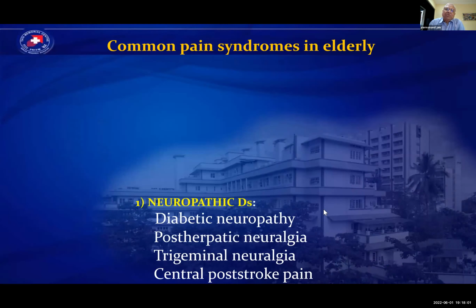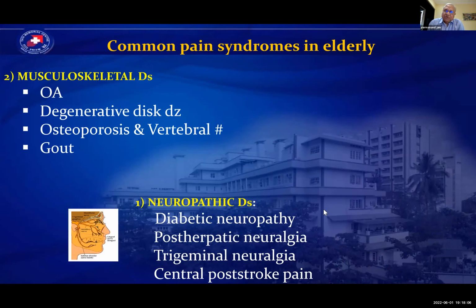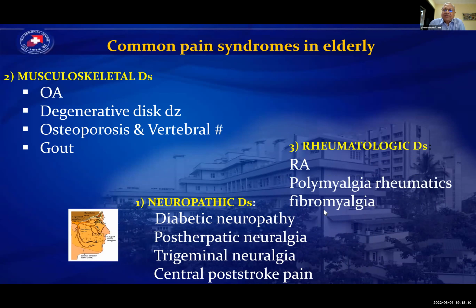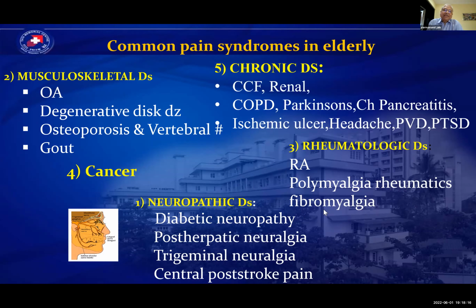Which are the common pain syndromes in the elderly? Neuropathic pain. Then there are musculoskeletal pains because of degeneration. Then there are rheumatologic pains. And of course, in older age, cancer is more common. Chronic diseases are also there, like CCF, renal disease, COPD, Parkinson's, chronic pancreatitis, ischemic ulcer. Every disease adds to the pain also.